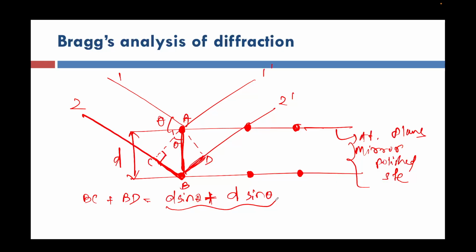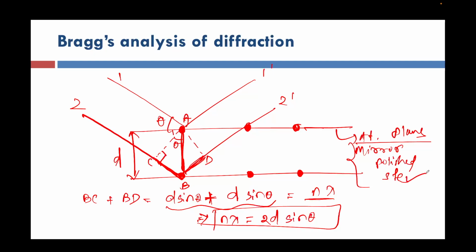For us to get a diffraction spot on our screen, constructive interference should happen, and for constructive interference the path difference should be equal to an integral multiple of the wavelength. So this is how we get n lambda is equal to 2d sin theta, considering atomic planes are mirror polished surfaces and only reflection is taking place instead of scattering. That is why Bragg's law is called an oversimplified version of Laue's diffraction laws.